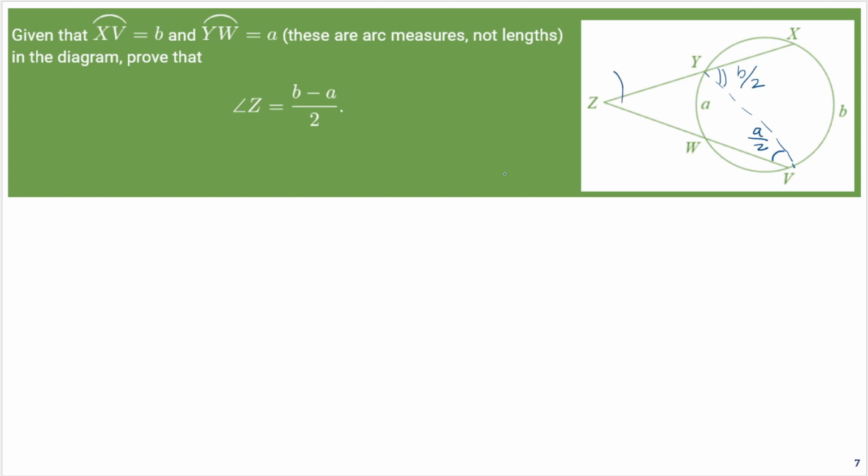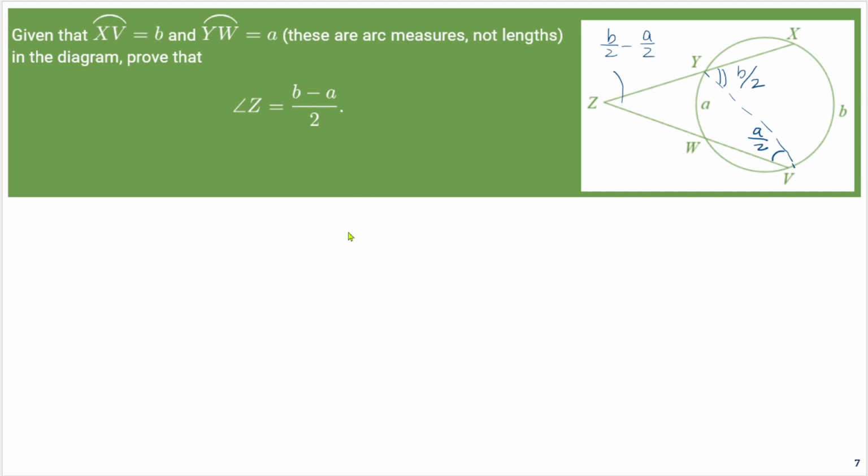And then this angle here is B over 2 minus the other angle here, A over 2, because angle XYV is the external angle of triangle VYZ, of the angle Z and angle YVZ, right? Therefore, we have proved angle Z equals (B minus A) over 2. Did you get it?